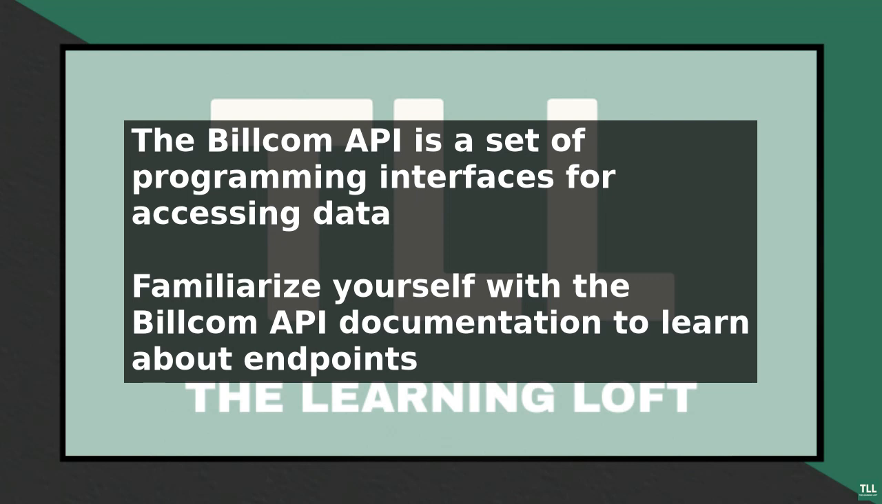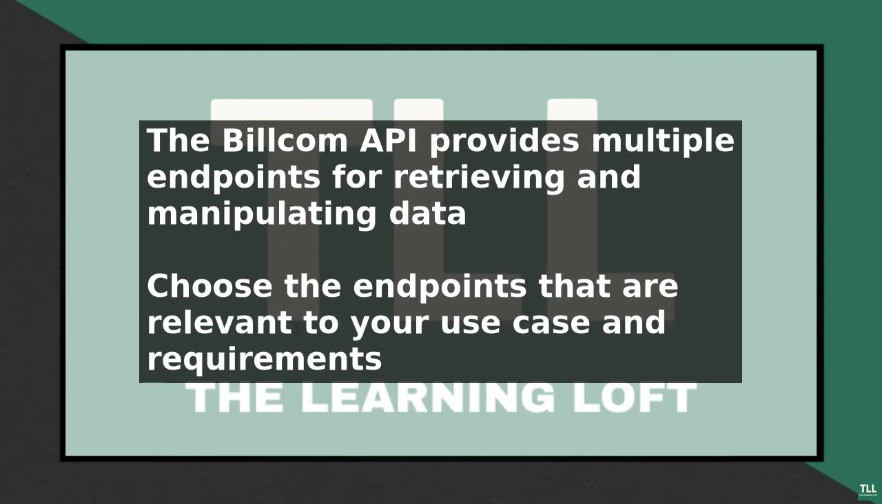Step 4. Filtering API requests. To filter the API integration, you need to specify the parameters and filters in your API requests. For example, if you want to retrieve a list of invoices for a specific vendor, you can use the vendor_id parameter. If you want to retrieve a list of invoices for a specific date range, you can use the date_start and date_end parameters.